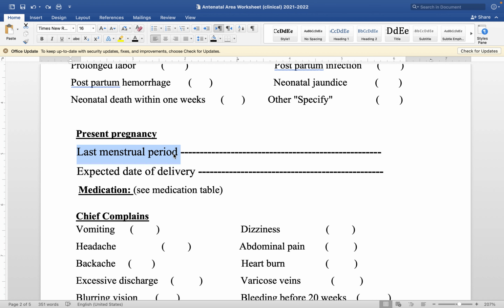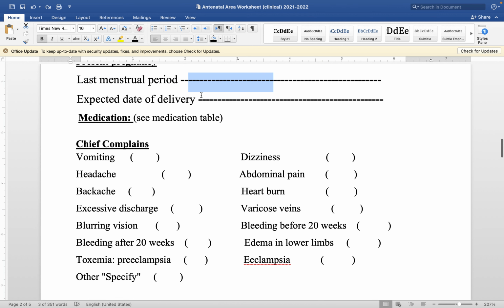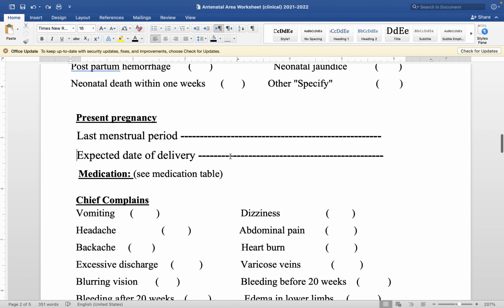But for now, the LMP, the first day of the last menstrual period, you will ask the patient, you will record it here, and according to the LMP, you will calculate based on Naegele's rule. You will calculate the expected date of delivery, EDD.